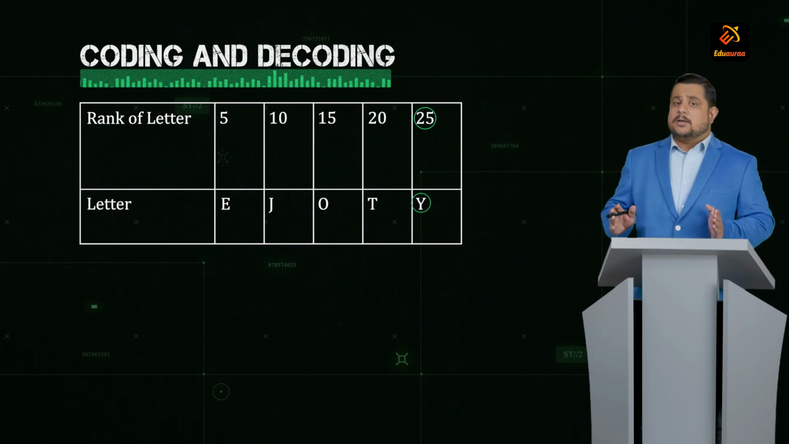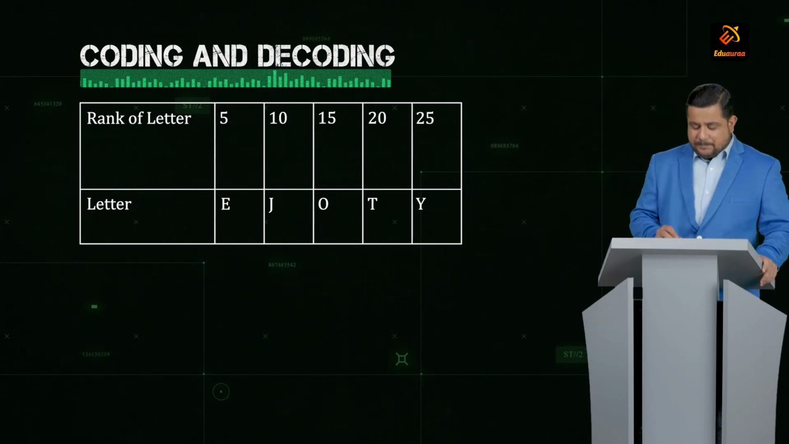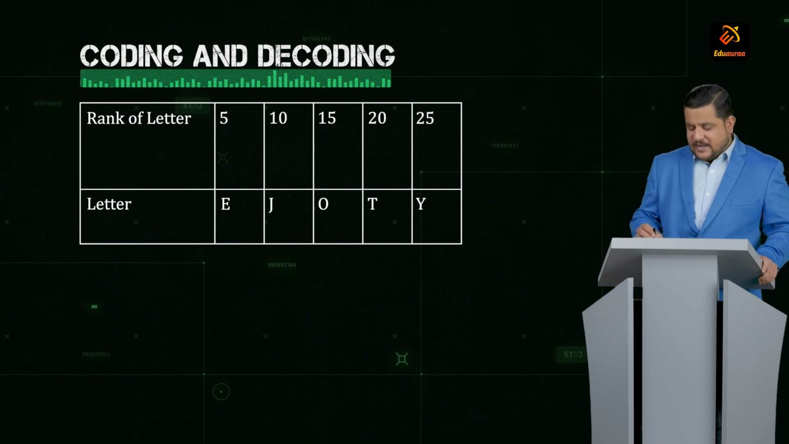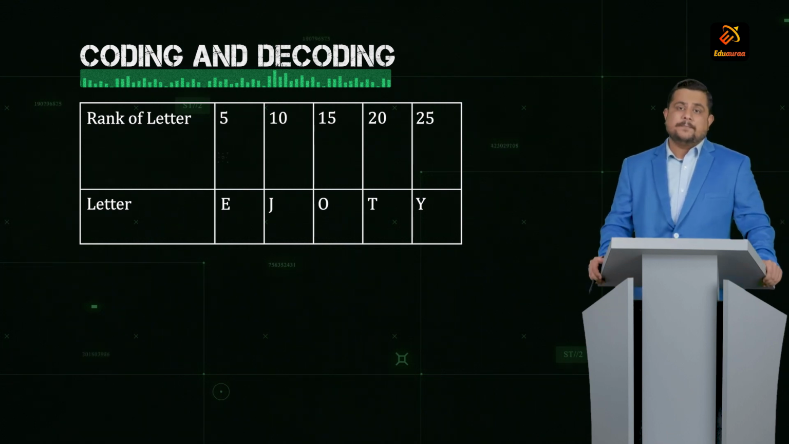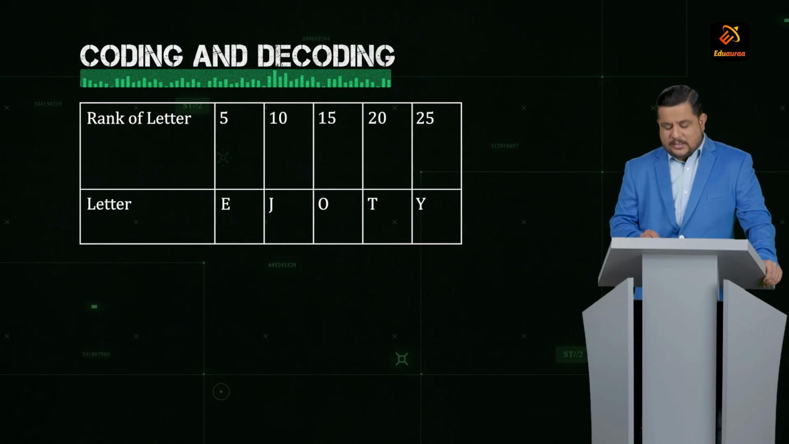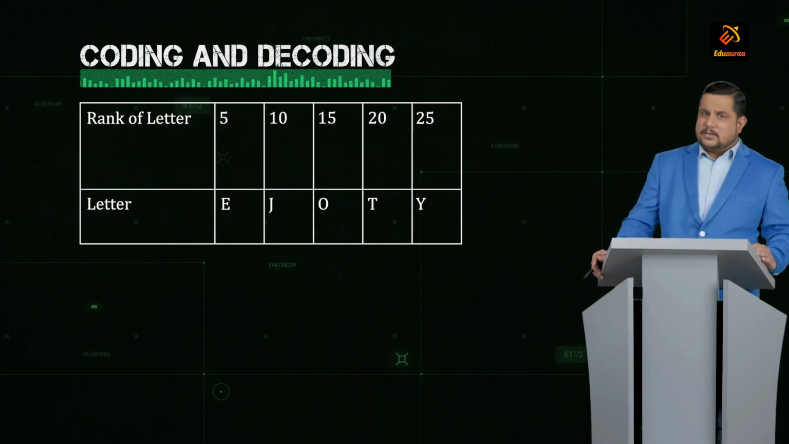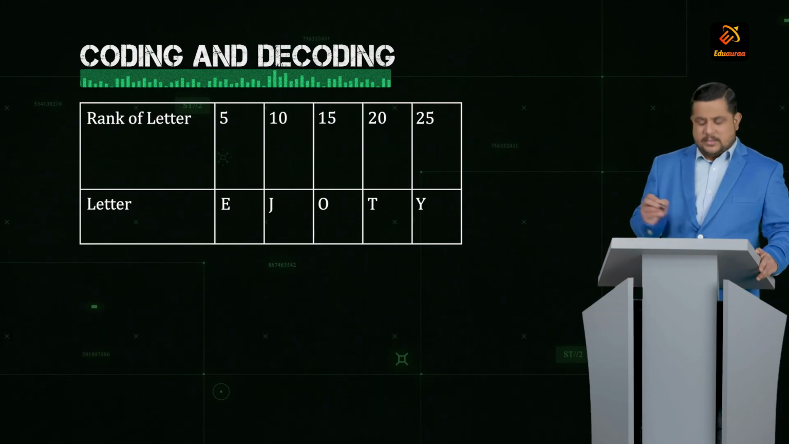You can easily analyze that 5 1s are 5, 5 2s are 10, 5 3s are 15, 5 4s are 20 and 5 5s are 25. So these are all consecutive letters in a difference of 5. After E, J will come at 10th spot, O will come at 15th, T will come at 20th, Y will come at 25th. So like that you can remember.